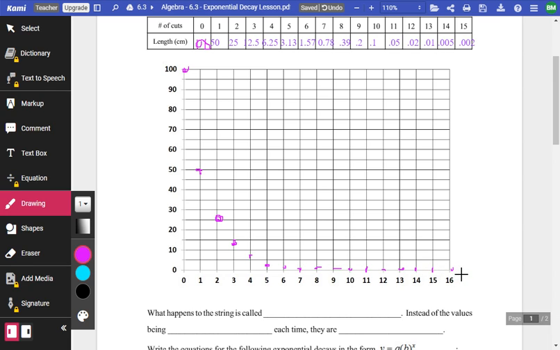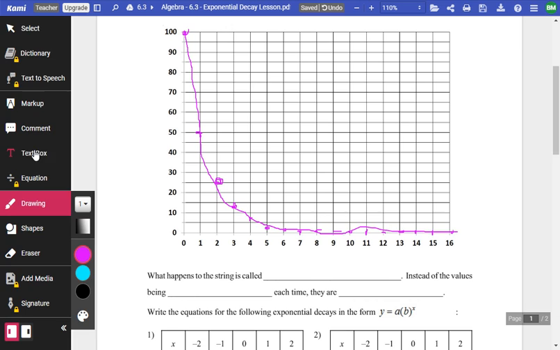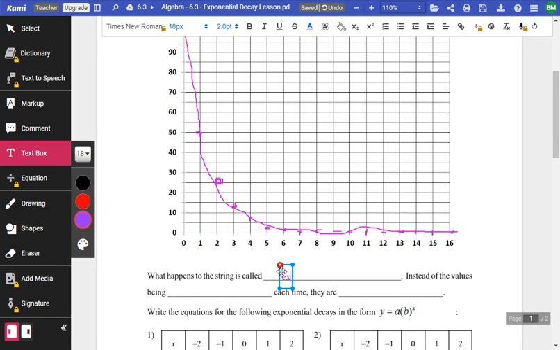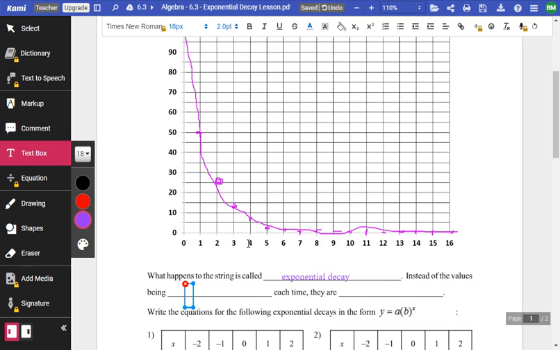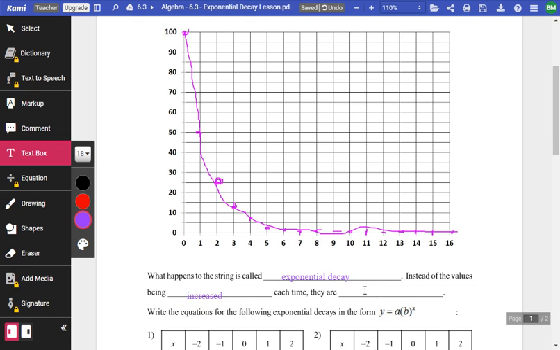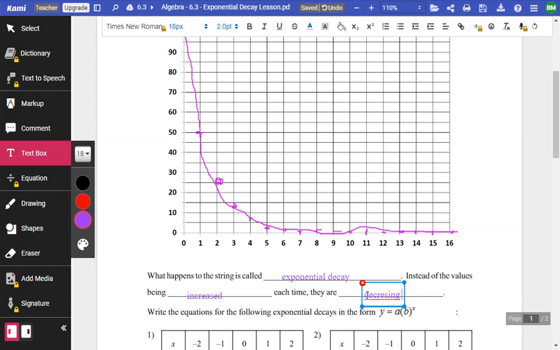I think the whole point of this is for you guys to see, this is my messed up line a little bit. It should all go smoothly there. But what happens to the string is called exponential decay. You can cut it forever because they figured out ways to cut even atoms in half. So you can keep cutting something in half forever. Instead of the values increasing, like we do for exponential growth, each time they are decreasing.